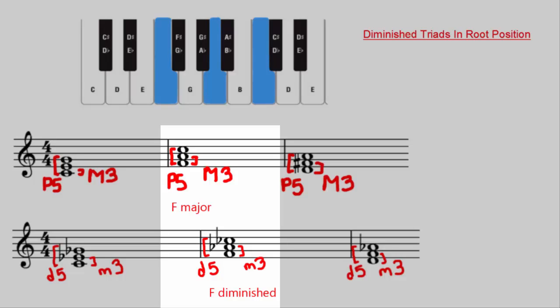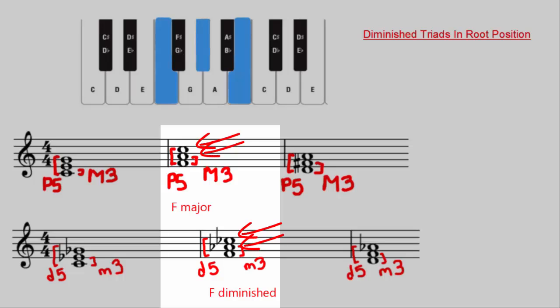The next example we will look at is an F diminished triad. We will start with an F major triad and then lower the fifth and the third by a chromatic semitone. The A and the C in the major triad will become respectively A flat and C flat in the diminished triad in order to create the minor third and diminished fifth.